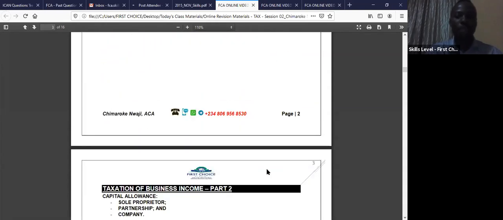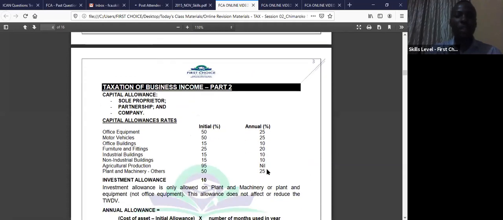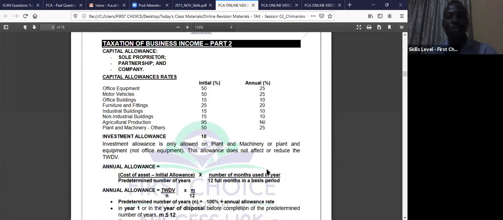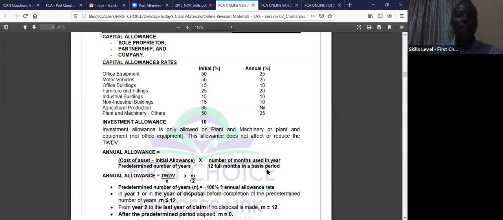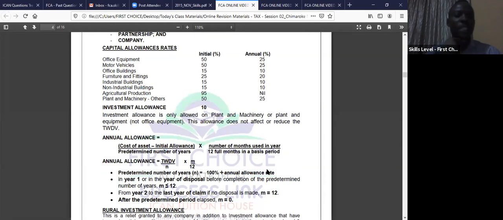Okay, so let's go straight now to taxation of business income part 2, which is capital allowance. So what we do today here is the same thing for sole proprietorship, partnership, and company, just as we did last week. Okay, so look at the capital allowances rates. The rates here are given here. So we're going to be referring to this page when we are doing capital allowances.